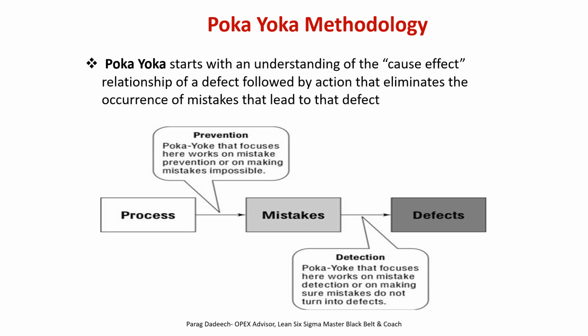If mistakes do not happen, then you do not get defective products. And if this is not possible, then you try to focus on the detection type of POKA YOKA. So if there is any mistake, you immediately stop your process, thereby preventing the mistakes to turn into defects.